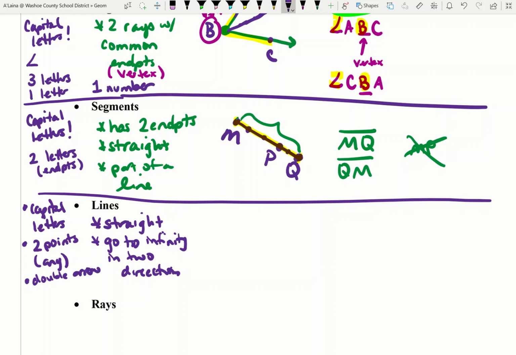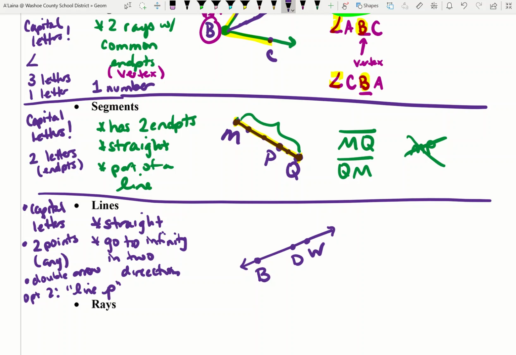There is an alternative way to name this, and that is to write the word line and then write some letter in cursive, like line P. So maybe I've got a line. The way you can tell it's a line and not a segment is that you're going to see the arrows at the ends.